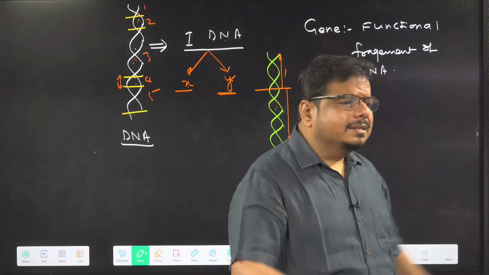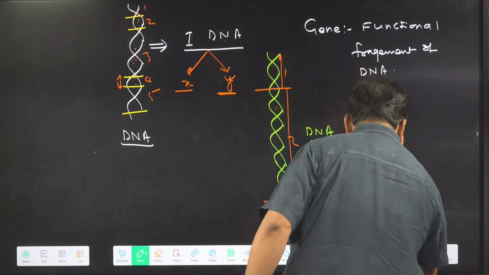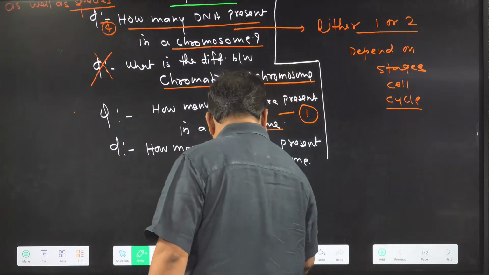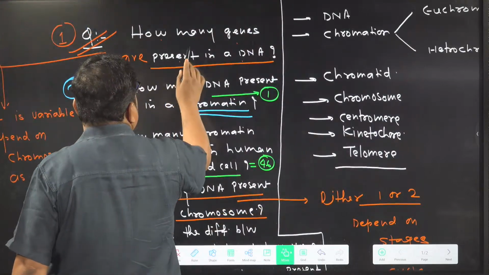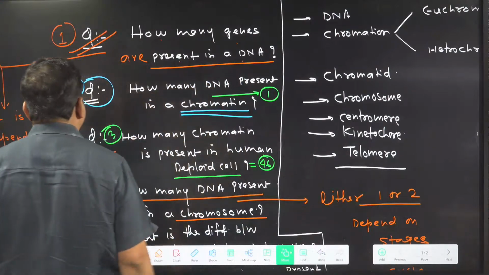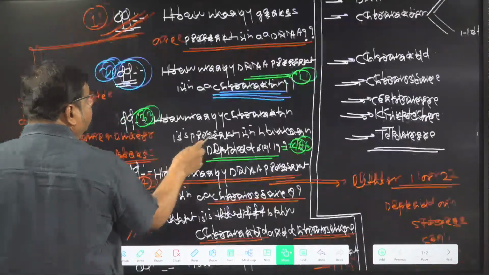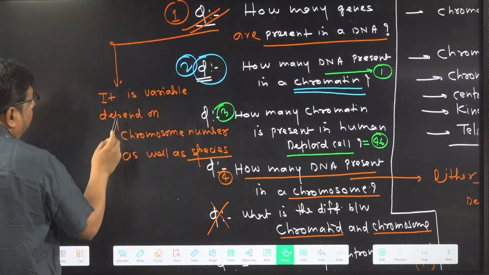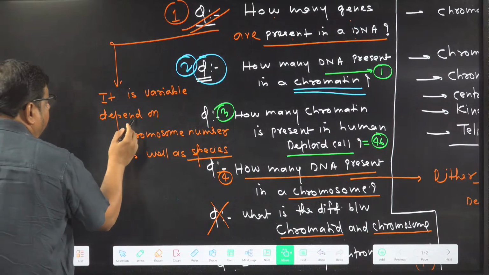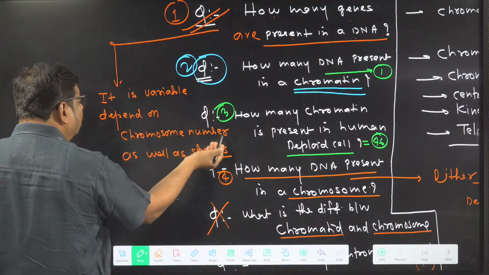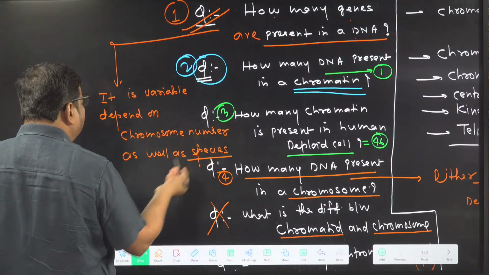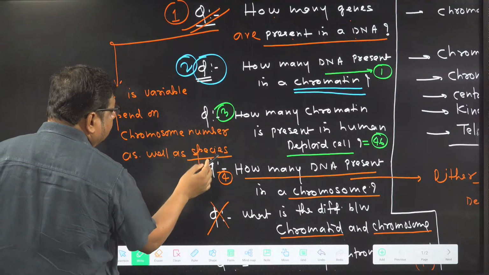So what is the best answer to the first question? I asked the very first question here: how many genes are present in a DNA? And here I have given an answer: it is variable and depends on chromosome number or DNA number. Chromosome number means DNA number, usually we do not say the word, as well as which species.